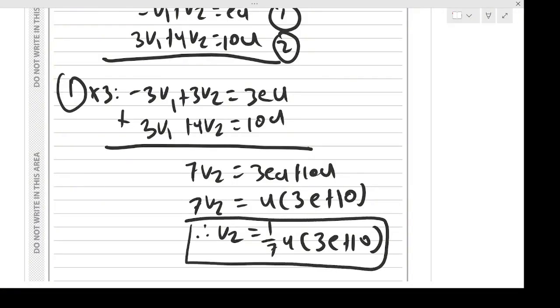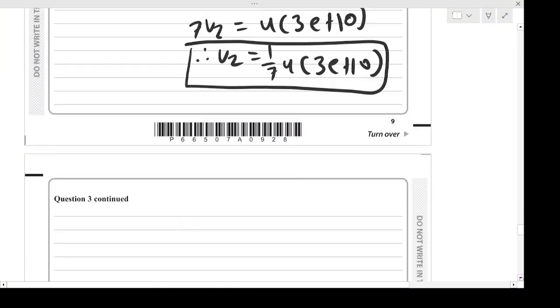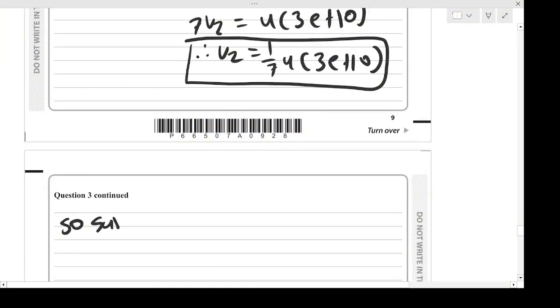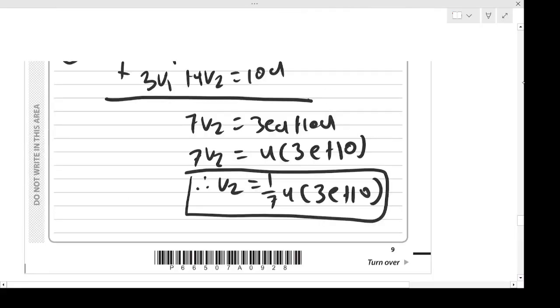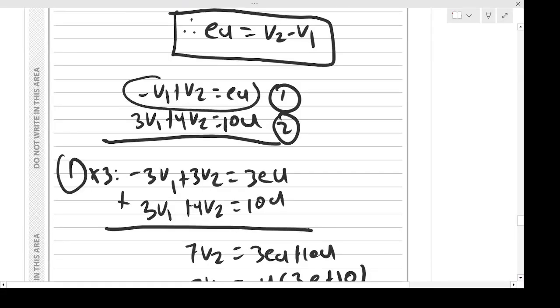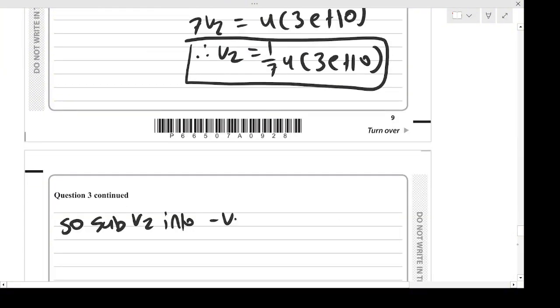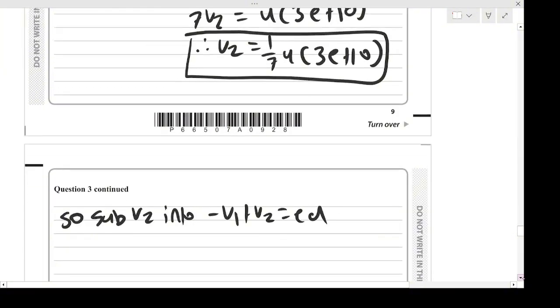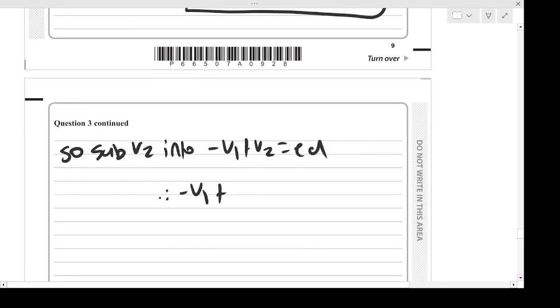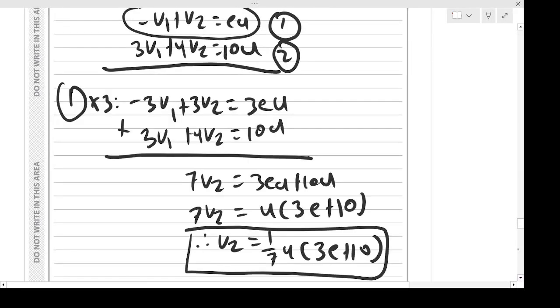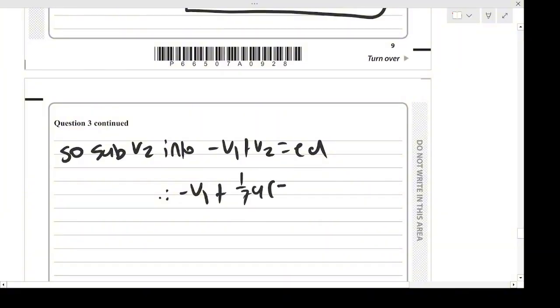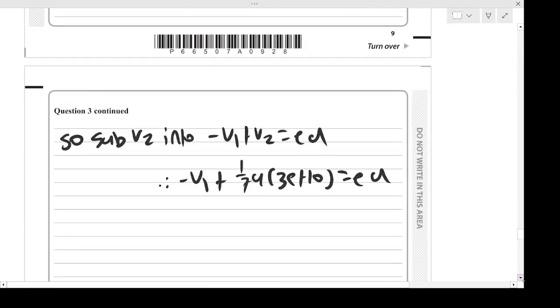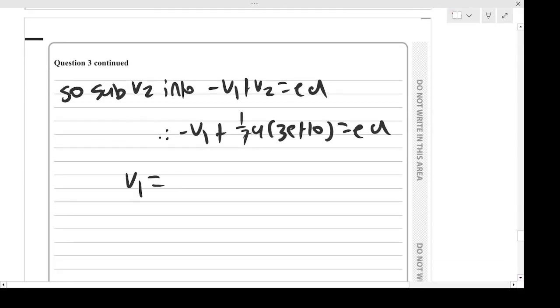Then to find v1, I'm going to sub v2 back into one of the equations. Let's substitute it into this one here. So minus v1 add v2 is eu. So therefore minus v1 add v2, which was this 7th u of 3e plus 10, that's eu. And then if I rearrange, I get v1 to be a 7th u of 3e plus 10 take away eu.